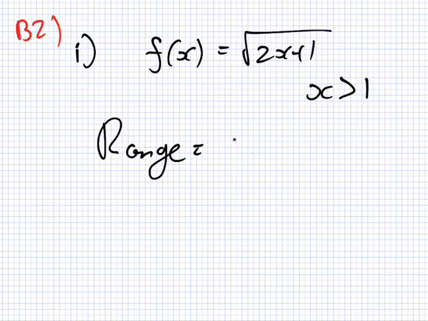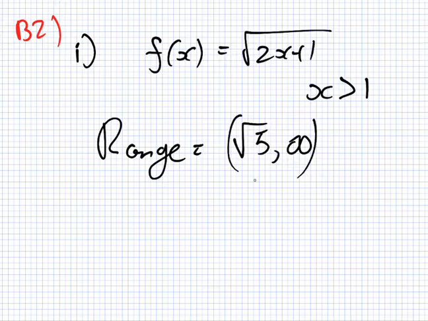Greater than square root 5, to infinity. Open or closed? Well, the smallest value is root 5 because x starts at 1 and it increases.